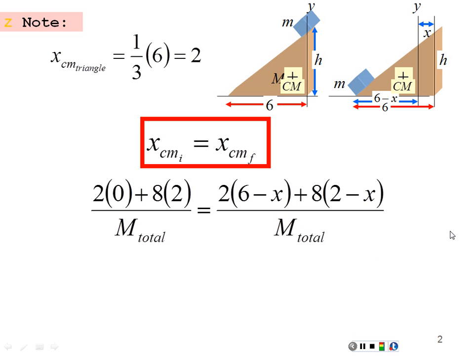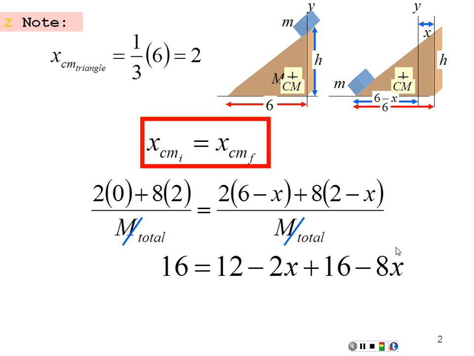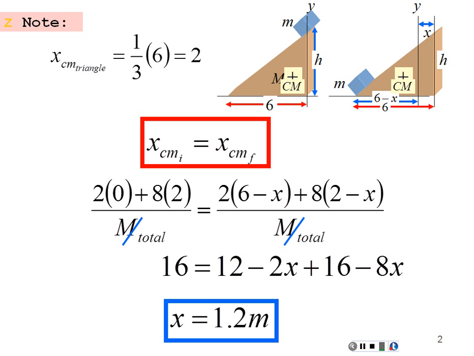The total mass will cancel out on both sides, and so will this 2 times 0, and we can solve this for the amount the wedge moved, x. So I have 16 is equal to 12 minus 2x plus 16 minus 8x. x will equal 1.2 meters. So the amount that the mass moved, x, is 1.2 meters. Actually, the new location of the center of mass is where it was before.